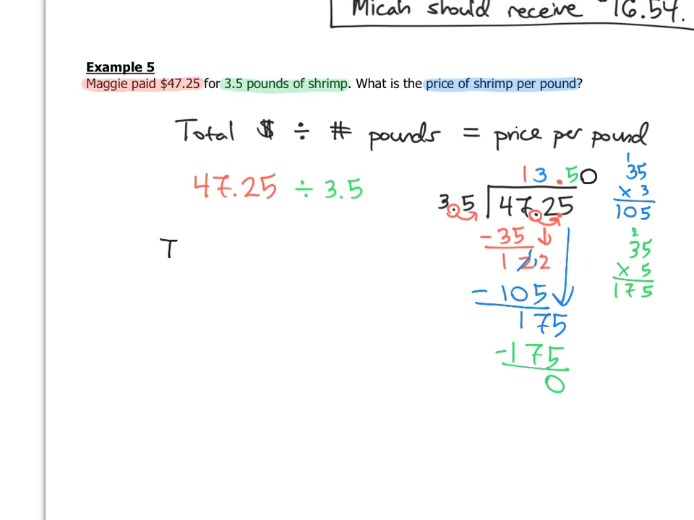And we'll say that the price per pound is $13.50.